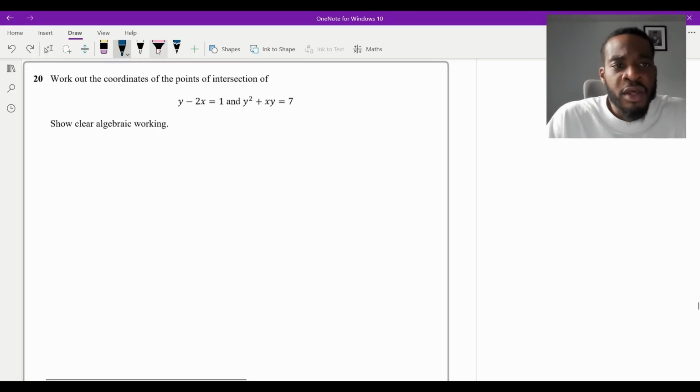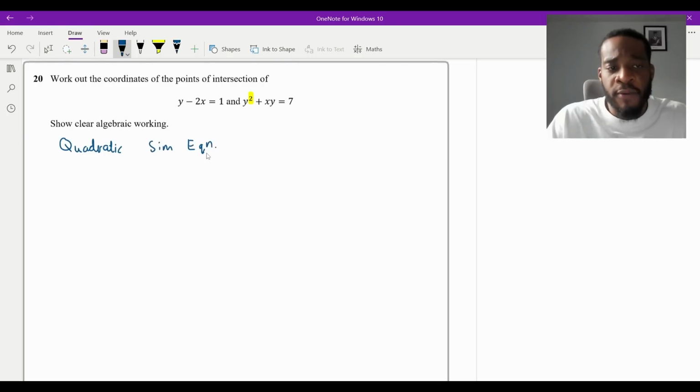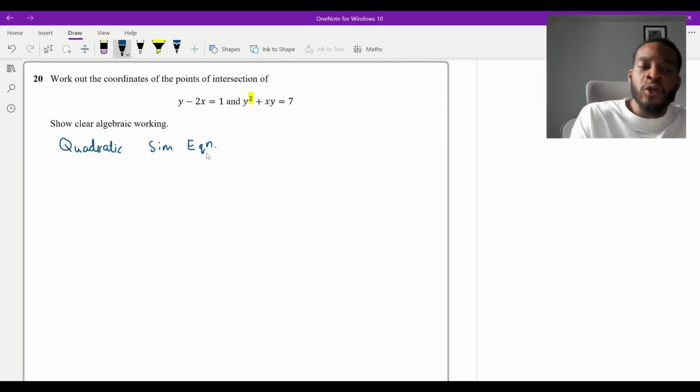Now, the thing that is staring out to me is that power of two. That power of two tells me what type of simultaneous equation I have. It's not a normal one. The type of simultaneous equation we have is going to be a quadratic simultaneous equation. Let me write this here. Quadratic simultaneous equation, EQN for short. Now, how do we solve quadratic simultaneous equations?